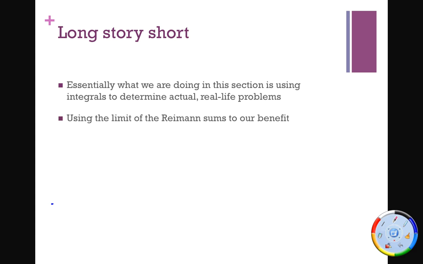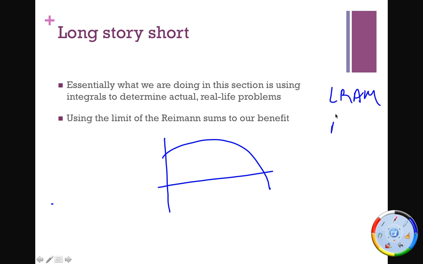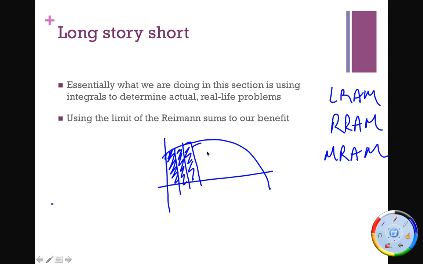And what I'm trying to get at is this idea. We're not really pointing this out, but you got to remember that Riemann sums, or if I had this, we did this before. You remember LRAM and RRAM and MRAM and all this sort of stuff. Basically taking little rectangles and finding the areas. And that's a Riemann sum, and basically the limit of Riemann sums is our definite integral.